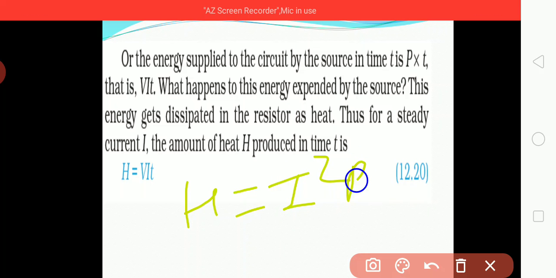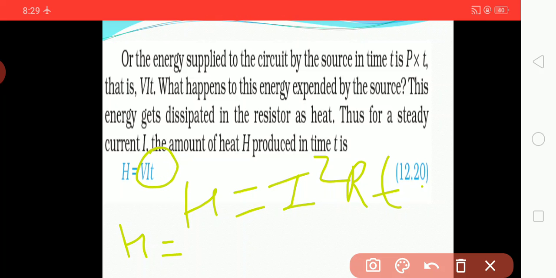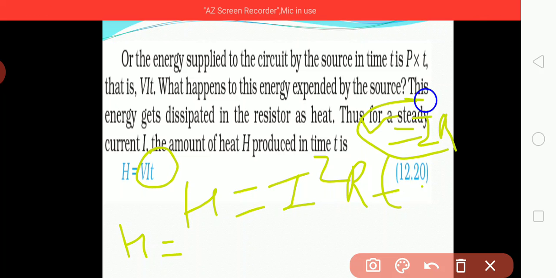I square RT. Now how is this I square RT formed? Here we know it very well, H is equal to VIT. In that VIT, we know V is equal to IR, which is our Ohm's law.